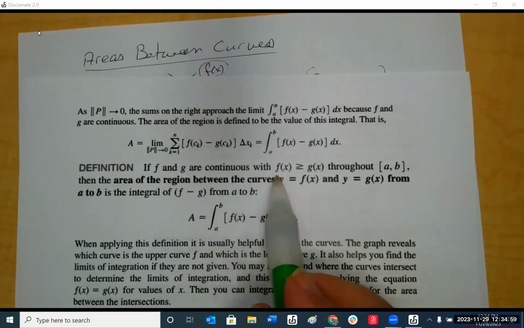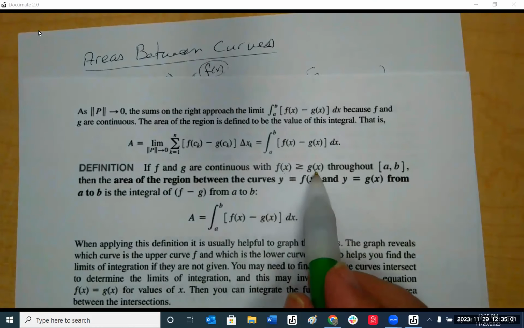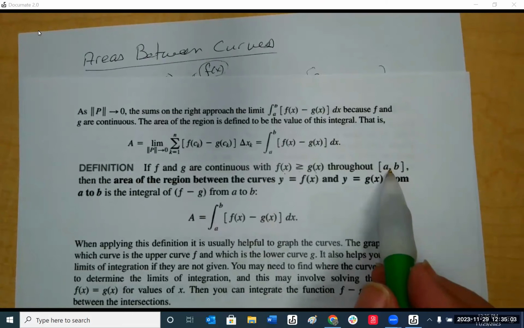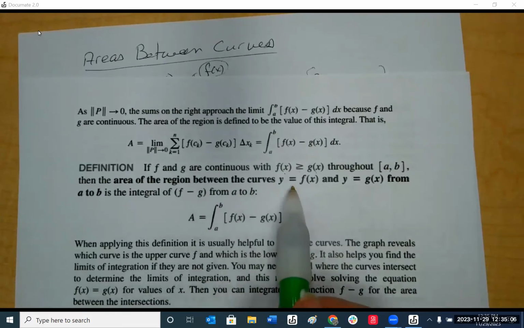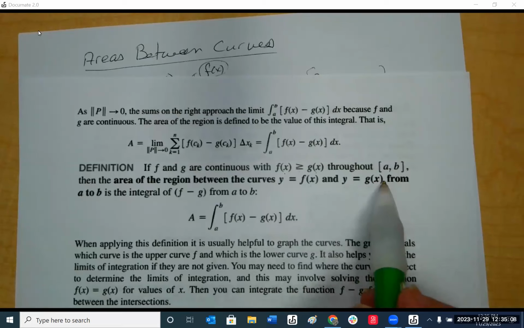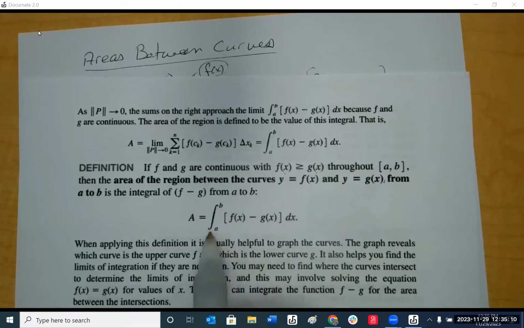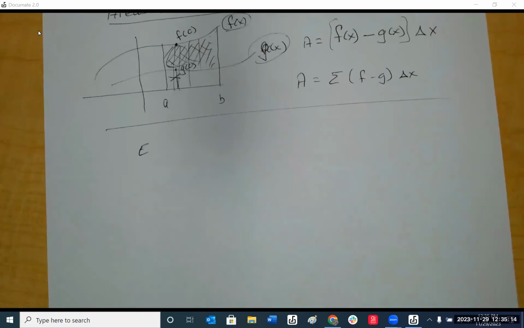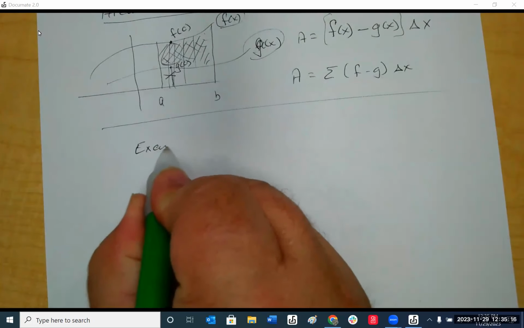If f and g are continuous and f of x is greater than g of x throughout the interval, then the area of the region between the curves y equals f of x and y equals g of x is the difference of the two integrals, which is what we just talked about.